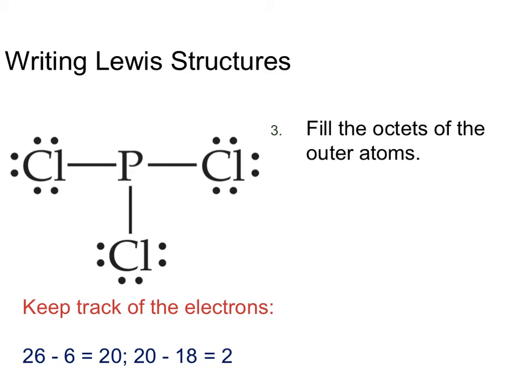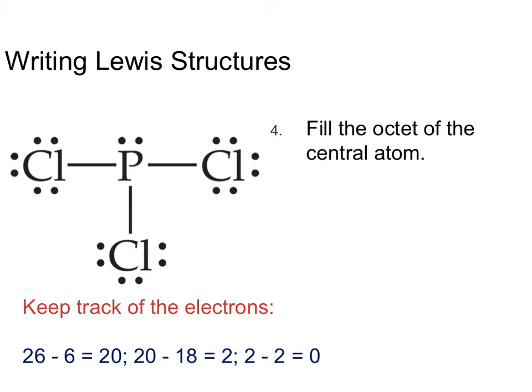And so our next step is to fill all of the outer atoms with their octets. And so we're going to place 3 lone pairs around each chlorine so that each chlorine atom now has an octet. So we just put 6 electrons around each chlorine. We have 3 chlorines. So we've just placed another 18 electrons. This leaves us with 2 electrons still to place around the molecule. Now that the octets of all the outer atoms are full, we can place those 2 remaining electrons on our central atom.